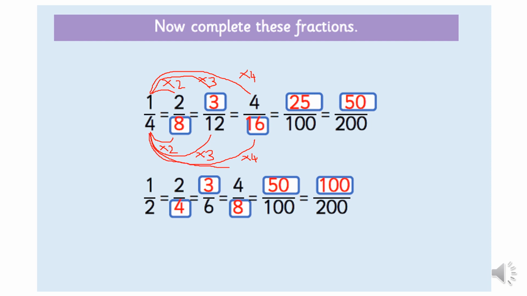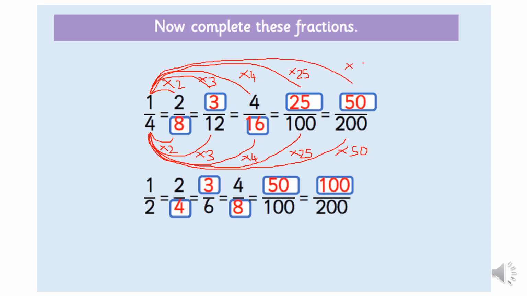Continuing this, to get all the way to 100, I have to times by 25. Therefore, I have to times the top by 25. And lastly here, 4 times 50 is 200. Therefore, I have to times the top by 50. Whatever you do to the bottom, you must do to the top. And this is how you work out the equivalent fractions.